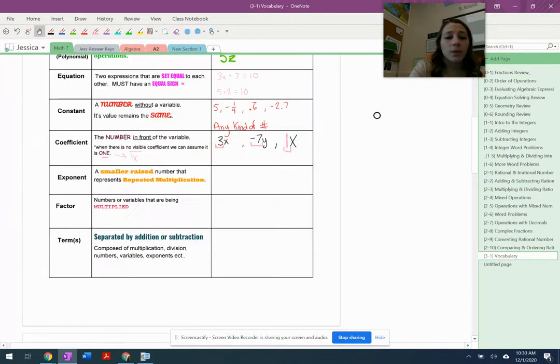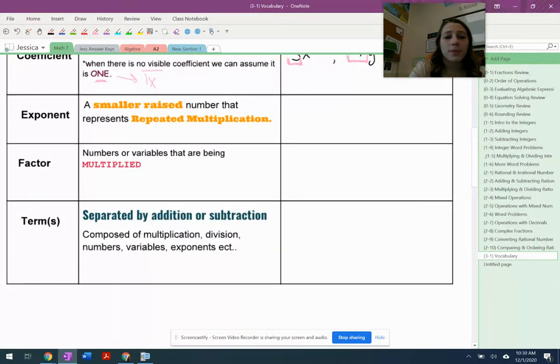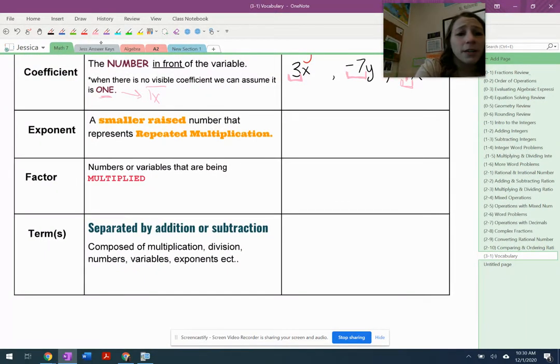All right, so moving on to exponents. An exponent, which you're definitely familiar with, represents, it's a smaller raised number that represents repeated multiplication. So what I mean by that is if we have something like 4 to the third power, that doesn't mean 4 times 3. That doesn't give us 12. 4 to the third power means that I am repeatedly multiplying 4 3 times. 4 times 4 times 4.